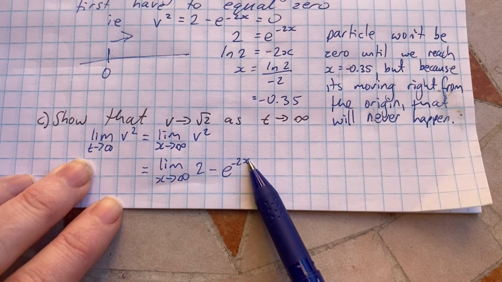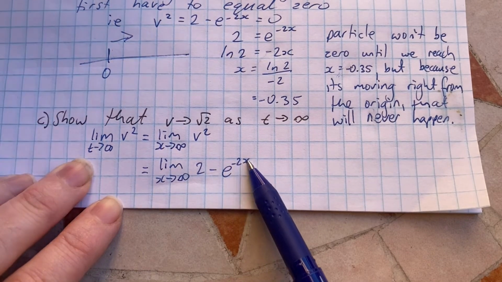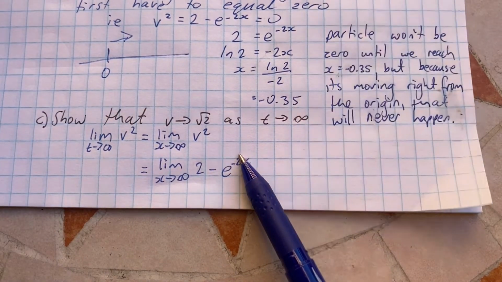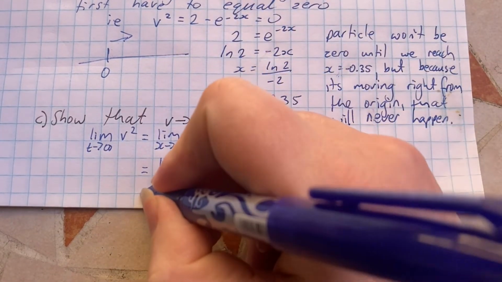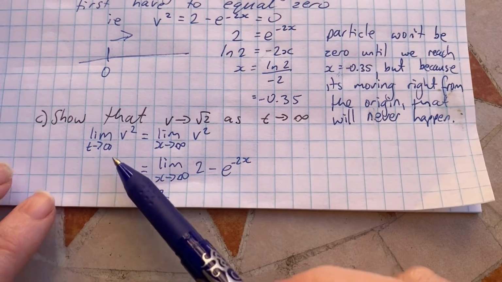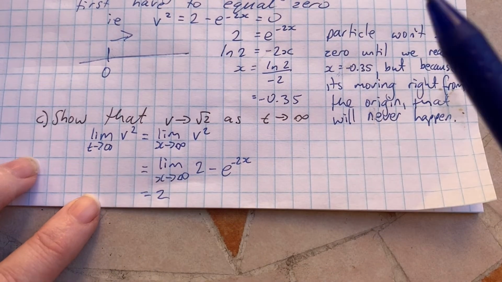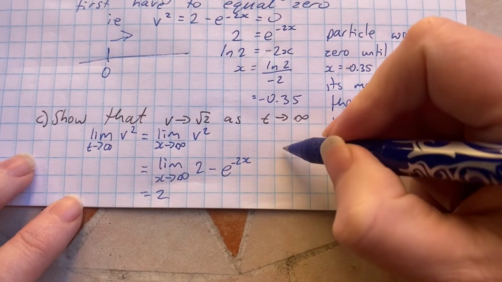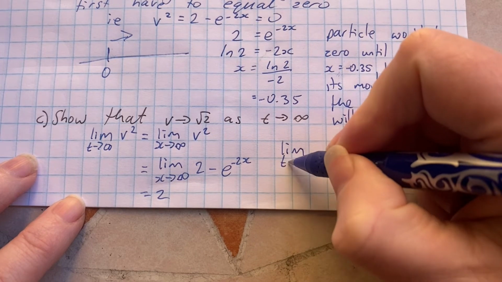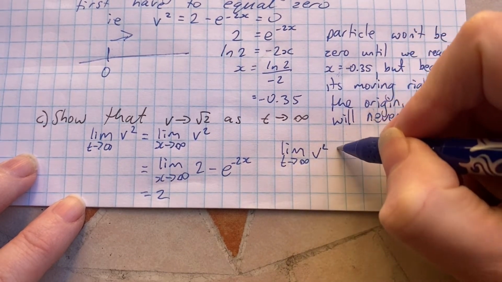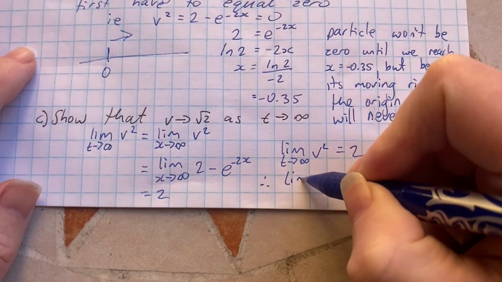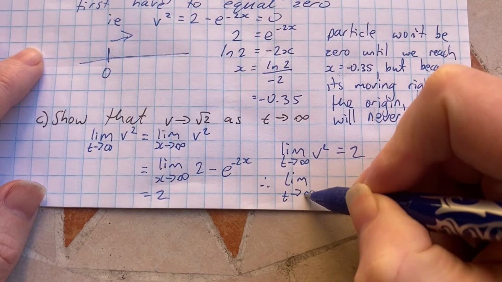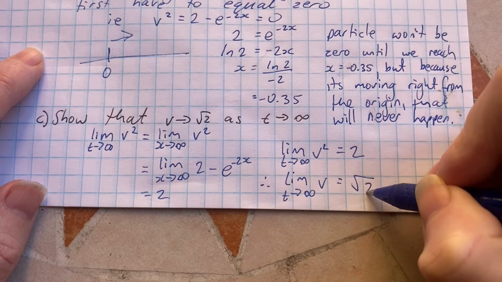Now, if x equals infinity, e to the negative infinity is 0. So this whole thing is equal to 2. So the limit as t goes to infinity of v squared equals 2. Therefore, the limit as t goes to infinity of v will equal the square root of 2, just square rooting each side.